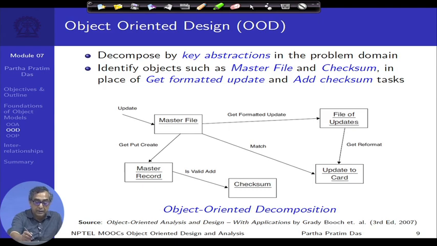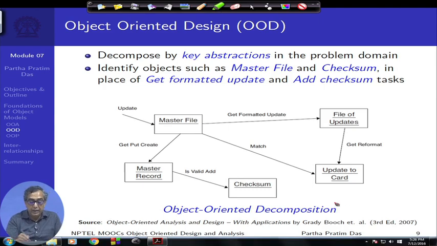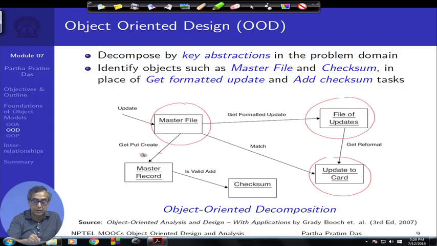And you can see that naturally the process of analysis must have identified these basic objects. It is somewhat vaguely specified in terms of the problem domain, but this comes from the vocabulary of the problem domain. The problem domain talks about a master file, a file of updates and so on, and based on that this kind of a diagram is getting created in terms of how the objects will interact between themselves, and that is the core of the object oriented design process.